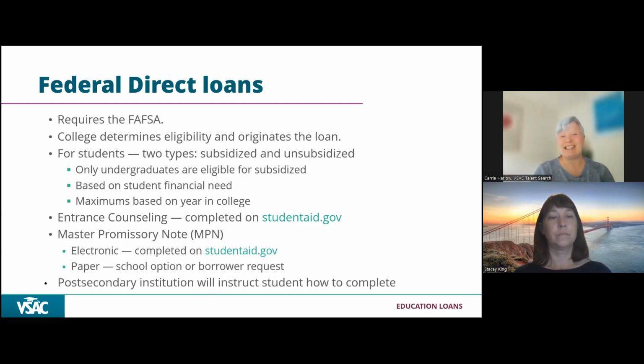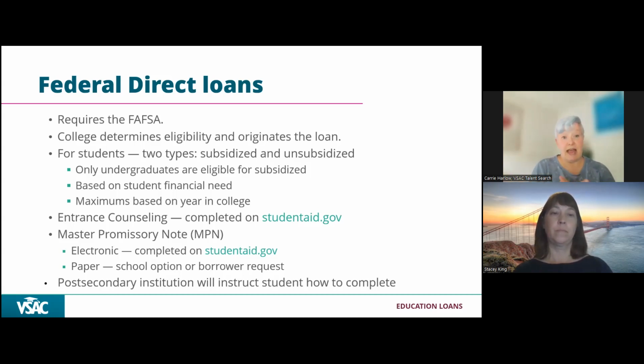And as a matter of fact, that's how it's set up generally. But only undergrads are eligible for subsidized, which means students working on their first bachelor degree. It's based on the student's financial need, and the maximums are based on the year in college. So we mentioned earlier, a first-year student has a maximum of $5,500. I'm going to show you a slide that shows you how that works for each year.